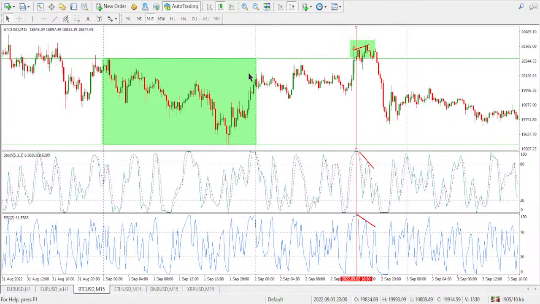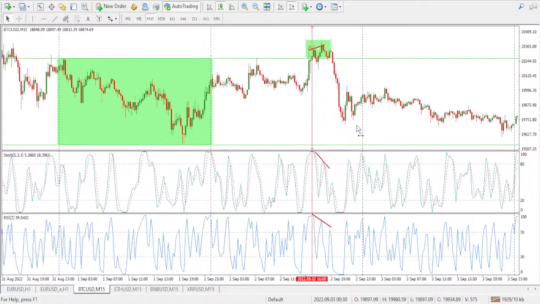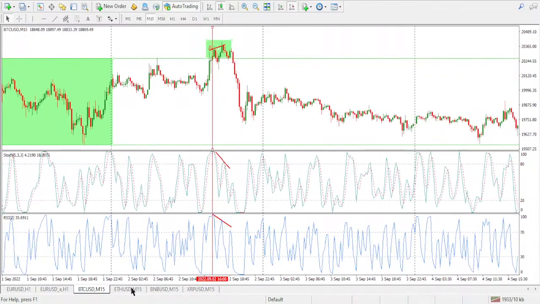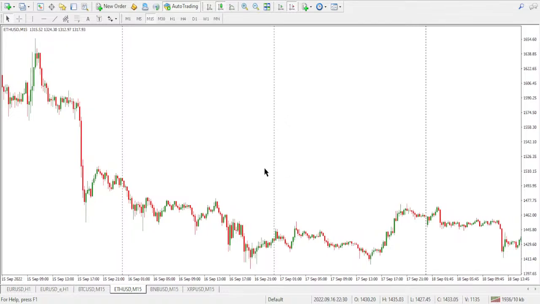As I mentioned, we assume that this is an overbought area. The previous day's high is an overbought area, and we expect that when the price gets to the same place the next day, it will still act as an overbought area. So that's why we look for a sell position, especially if these two indicators are showing us the same thing. So we'll get another example now. We'll use a different chart, this one.